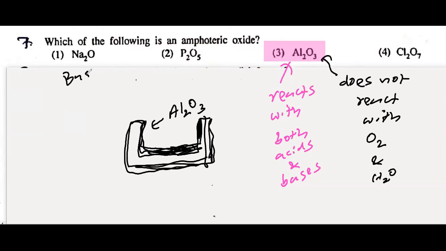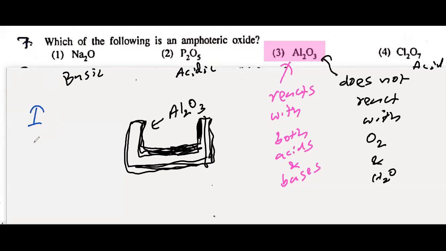And please write below the others. Sodium oxide: basic. P2O5, phosphorus pentoxide: acidic. And Cl2O7: acidic. Now you ask, it's like magic, how can we tell this? All of these contain oxygen and some other element. Remember, this is the easiest method to remember this.